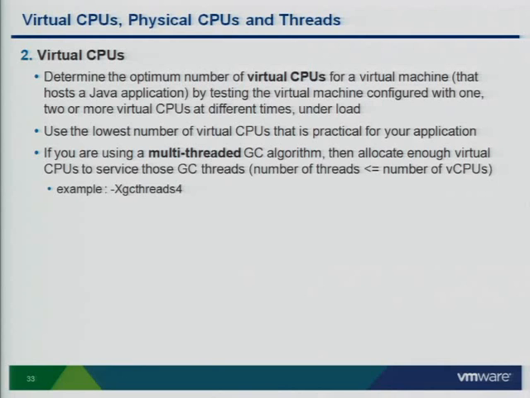Four years ago, with ESX 2.0, 2.5, 1 virtual CPU was the sweet spot. Today, it's 2 or 4. So start with 2 and work upwards to 4 if you've got the luxury of time to do some testing. That's for 1 JVM in the virtual machine. If you've got 2 JVMs in the virtual machine, the story will be different if they're running together. So use the lowest number of virtual CPUs that is practical for your application.